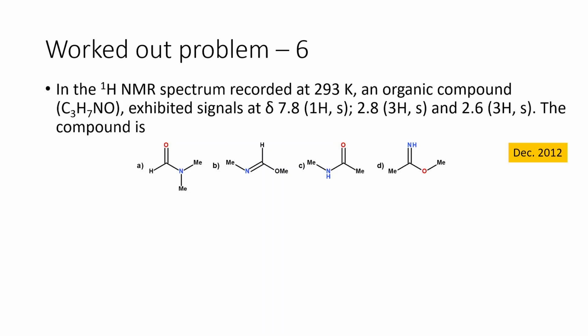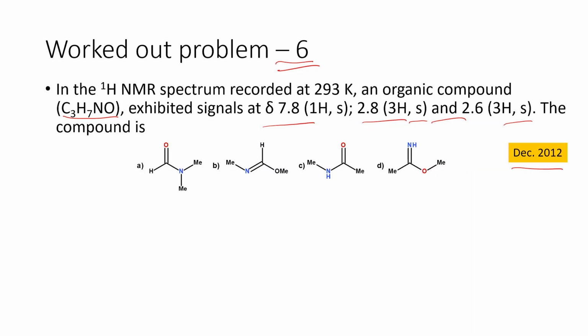The first one in this NMR problem is: in this NMR spectrum recorded at 293 Kelvin, an organic compound having a molecular formula C3H3NO exhibited signals at delta 7.8 for 1 proton as a singlet, 2.8 for 3 hydrogen atoms as a singlet, and at 2.6 for 3 hydrogen atoms as a singlet. The compound is one of 4 different types of compounds given. This was asked in December 2012.